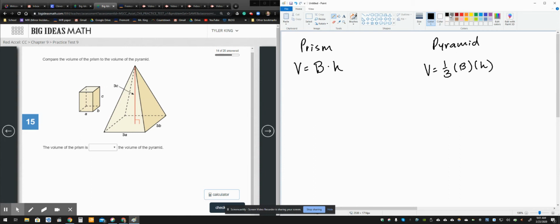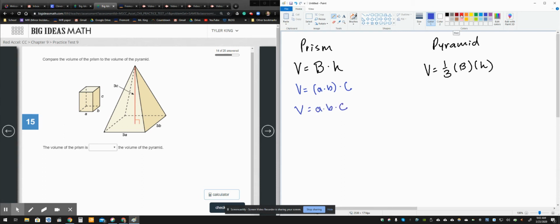Okay, so when we're looking at this, we're going to go ahead and plug in the things that we know. We can see that the volume is going to be equal to the area of the base, which is going to be A times B, times the height, which is going to be C. So the volume here is going to be A times B times C.